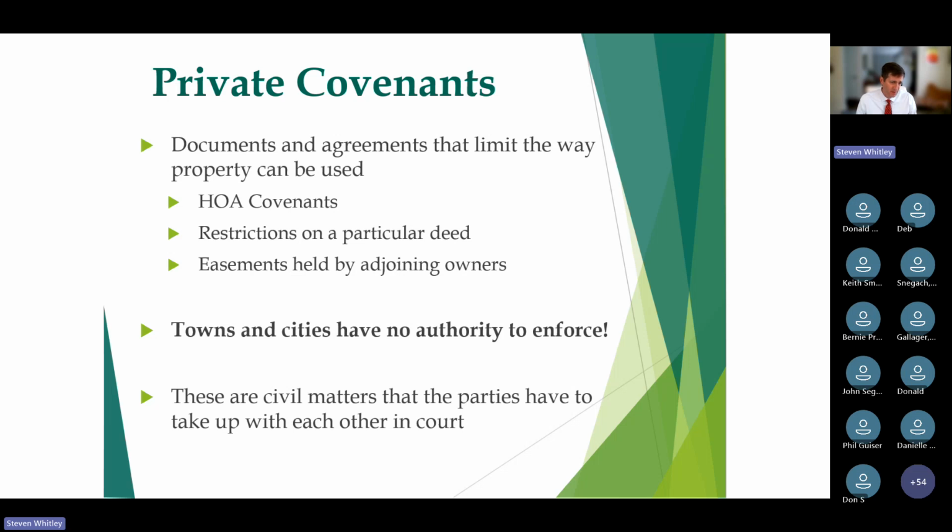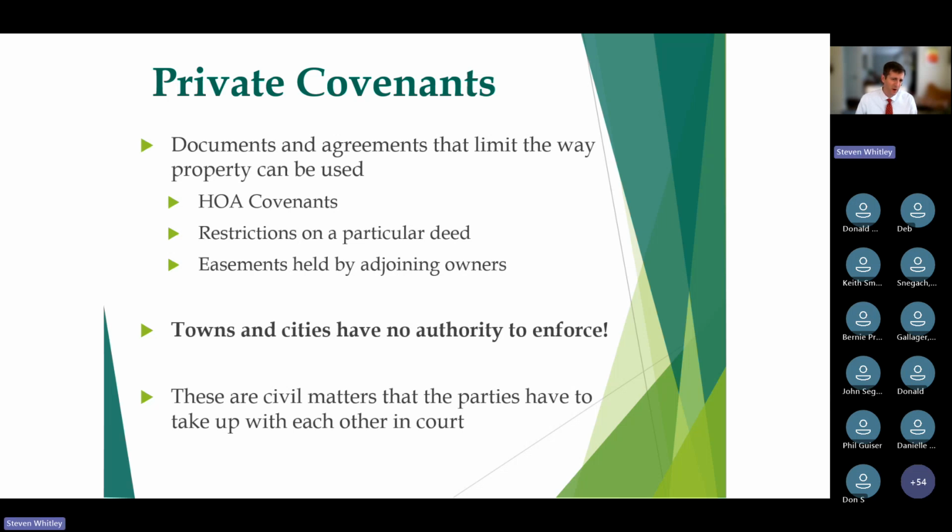And covenants, just to give some examples, it could be homeowners association restrictions on how a property can be used. It could be restrictions in a deed. Someone conveys the property to the next owner in the chain of title, and it says, you can't use this property except for single family residential use. Or it could be easements that are held by adjoining landowners.